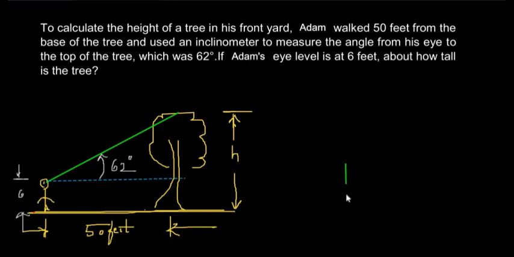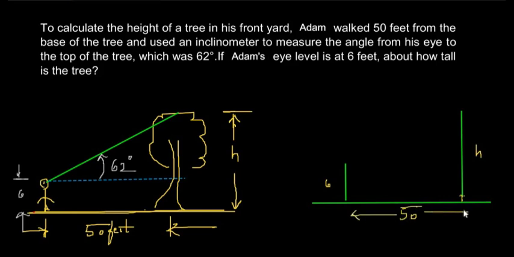First I will draw Adam, and then I'm going to draw the tall tree, and let me draw the ground. They are both on the ground. Next, the height of Adam is given as 6, and the height of the tree is what we need to find, and the distance between Adam and the tree is 50. This is what is given.